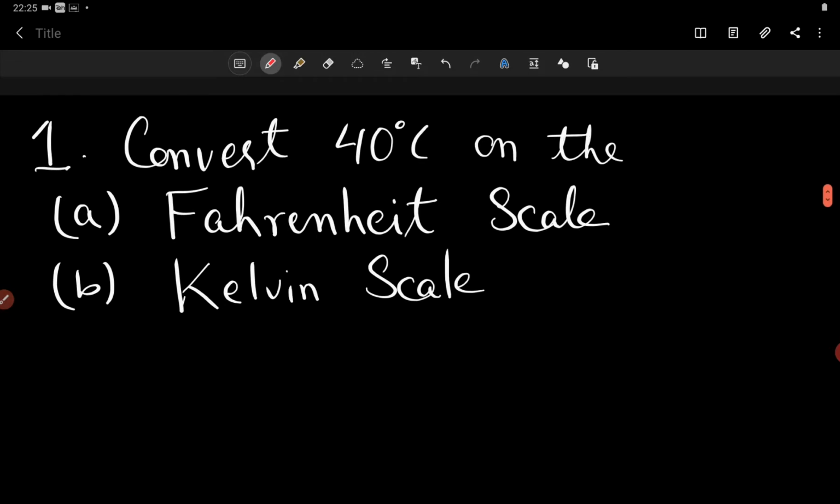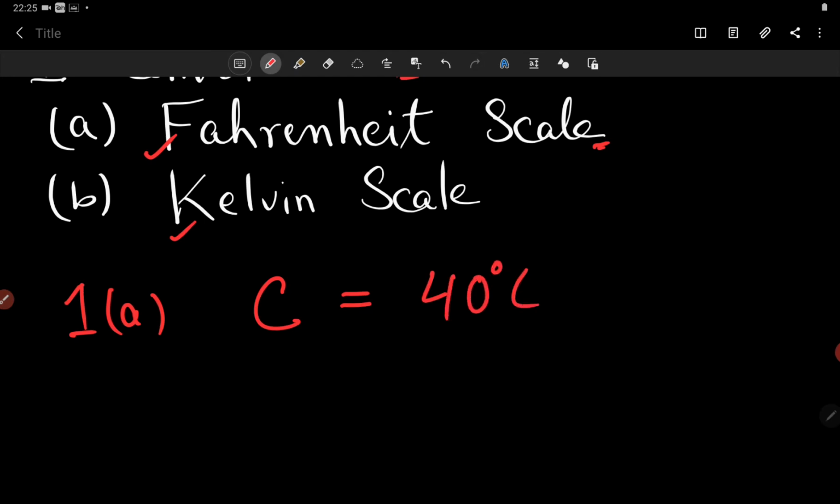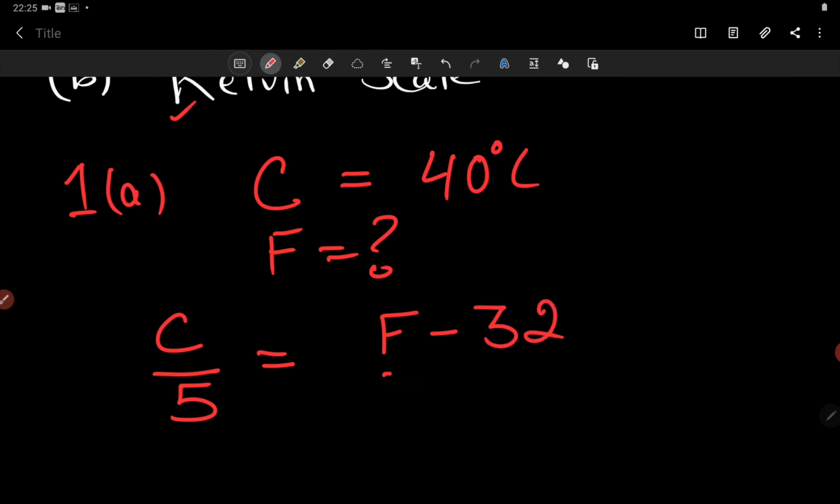Convert 40 degrees Celsius on the Fahrenheit scale and then in the Kelvin scale. Let us try to solve this. Now, to convert the Celsius scale on the Fahrenheit scale, doing the first one, that is number 1A, the Celsius scale given to us is 40 degree Celsius, right? And we are supposed to convert it into the Fahrenheit scale. So, using the formula C upon 5 equals F minus 32 over 9, we are supposed to use this formula.